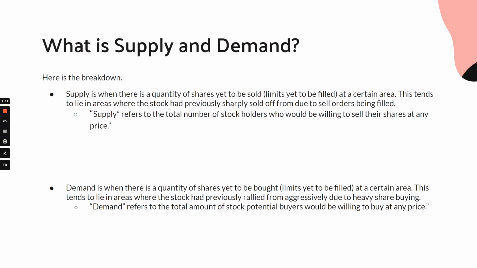Supply is when there is a quantity of shares yet to be sold and limits to be filled at a certain area on the chart, or a certain zone. This tends to lie in areas where the stock had previously sharply sold off due to sell orders being filled. Demand is when there is a quantity of shares yet to be bought, limits yet to be filled at a certain area or zone. This tends to lie in areas where the stock had previously rallied aggressively due to heavy share buying.